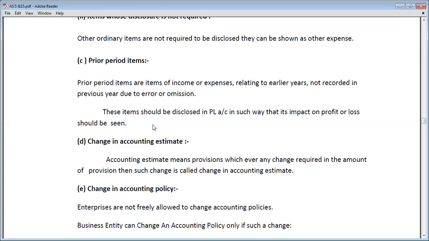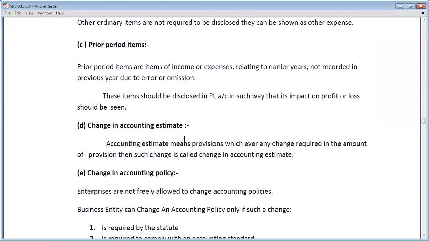Okay, so what do we mean by prior period items? If there are some items which you forgot, or there was an error in recording in the previous year, then you can record that expense or income in this year's P&L. You can disclose that expense or income related to last year in this year's P&L, and specifically mention that it is related to last year, so that a true and fair view of your figures may be seen.